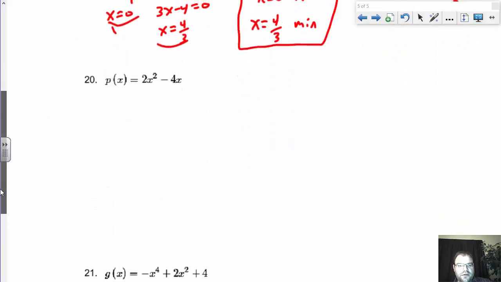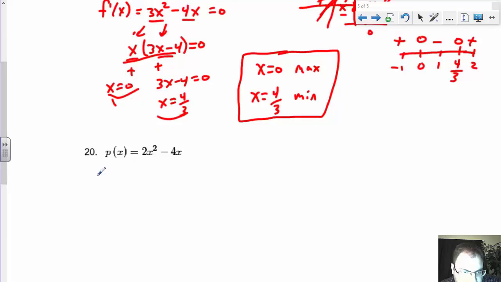And there's only 2 more of those, so let's go ahead and hash it out. P of x, P prime of x, we're going to say 2 times 2 is 4, take 1 off the power. This is 1 here, 1 times -4 is -4, and that's it. That's the derivative, okay? There is no constant at the end. So we'll set this equal to 0.